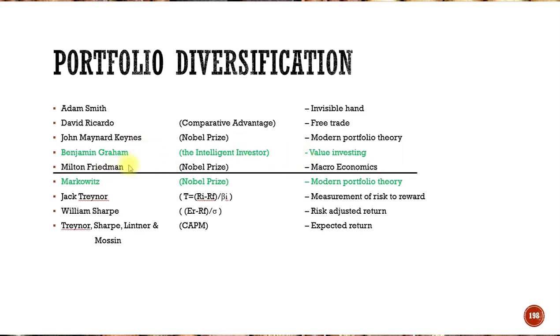Another individual that learned a lot from Benjamin Graham was naturally Milton Friedman. He won a Nobel Prize for macroeconomics. Later on, Markowitz received the Nobel Prize for modern portfolio theory, and later Jack Treynor, William Sharpe, and Lintner and Mossin developed all kinds of very sophisticated and modern portfolio theories that are used today. All these individuals helped shape how we do finance and interpret economics around the world.